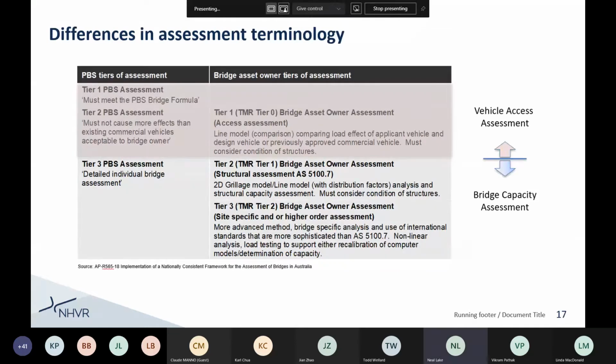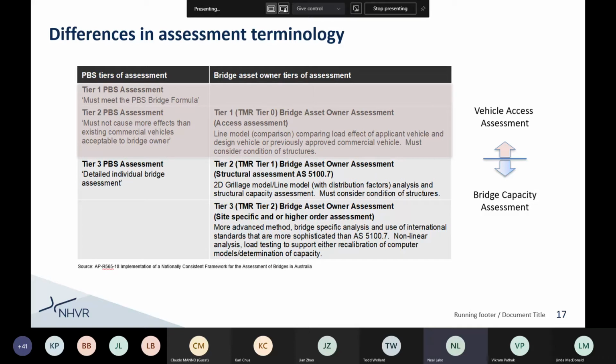So we've covered off on the tiers of assessment. Now, I just wanted to cover a little bit of the variations in terminology that occur throughout Australia. So you can see on the right-hand side, I've got the bridge asset owners' tiers of assessment. And we have tier 1, tier 2, and tier 3 assessment.